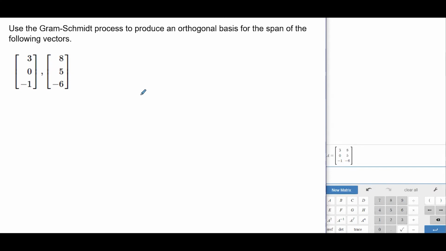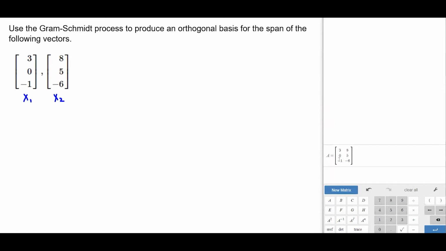So first, I'm going to name these. We'll call this x1 and x2. We just want to verify that these are linearly independent. So I put these vectors in a matrix A, and I'm going to row reduce and make sure that I get two leading ones, and I do. So that means they are linearly independent. You can also tell, if you only have two vectors, that if they're not multiples of each other, then they have to be independent.